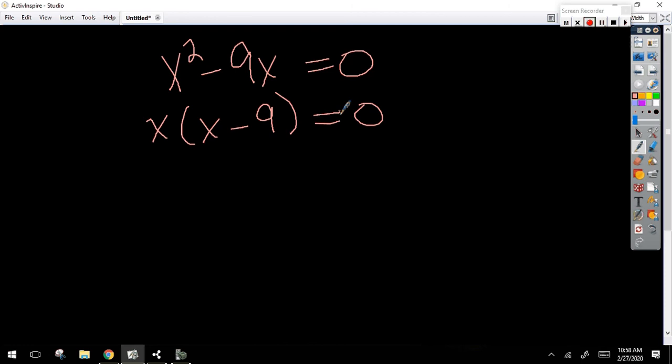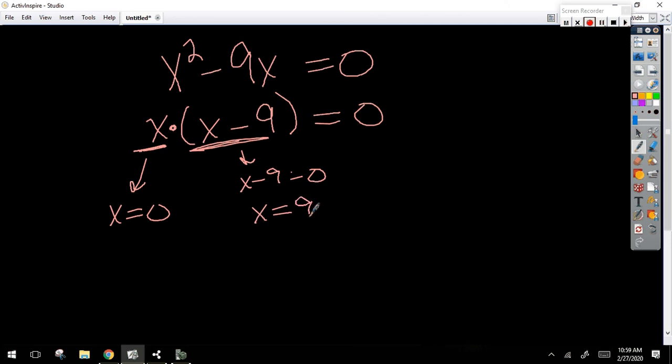I can't factor it any further. I have 2 things being multiplied together, thing 1, thing 2, to give me 0, which tells me that this one must be 0, or this one must be 0. Exactly. That was an easy one.